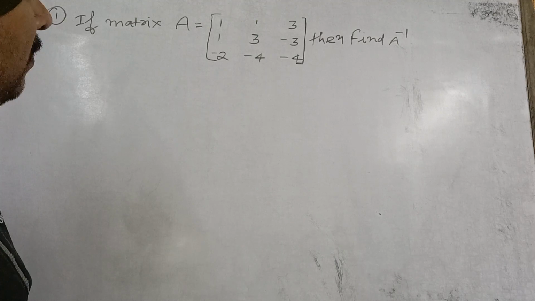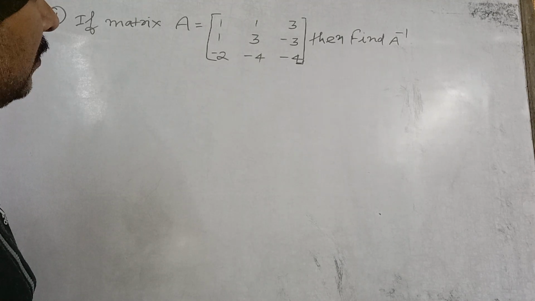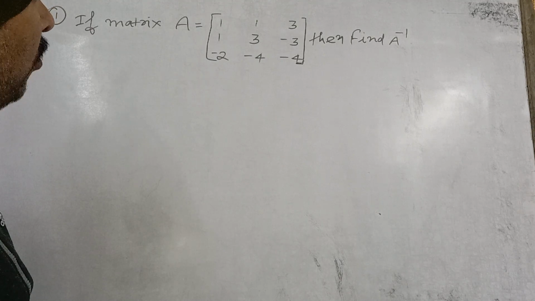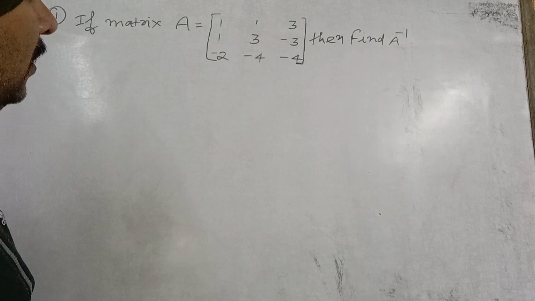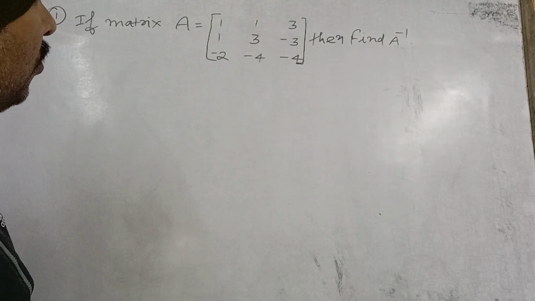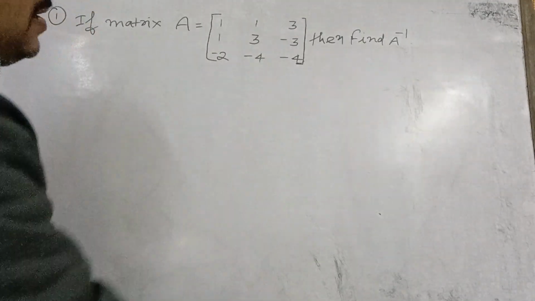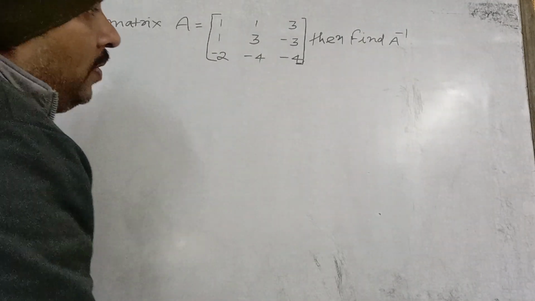So the competition point. Today we will discuss some most important questions for CBSE and state board exams class 12th. And this is the first question of the inverse. If matrix A equals 1, 1, 3, 1, 3, -3, -2, -4, -4, then find A inverse.